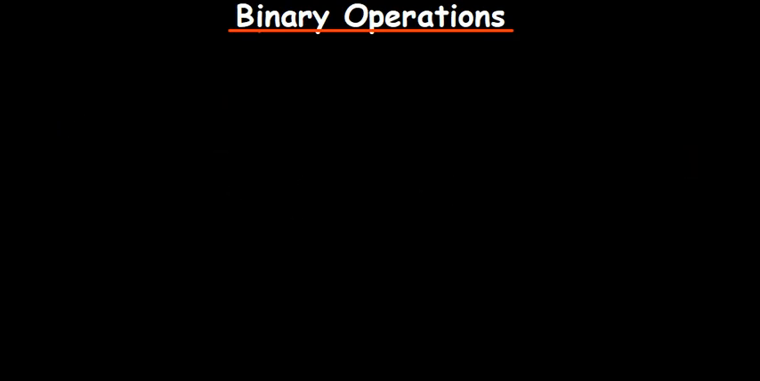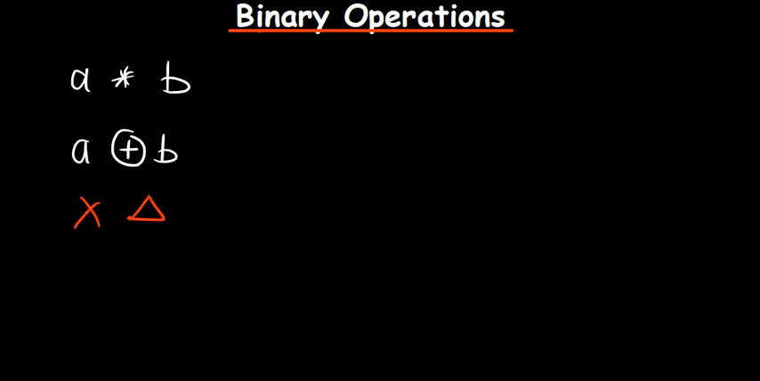Now, how do we apply this in action? Whether you see a star b, which is usually the common notation used, or you see something like this, whatever symbol we are going to use, it all means the same. In some books we can even go as far as using a triangle, to give you different kinds of binary operations.